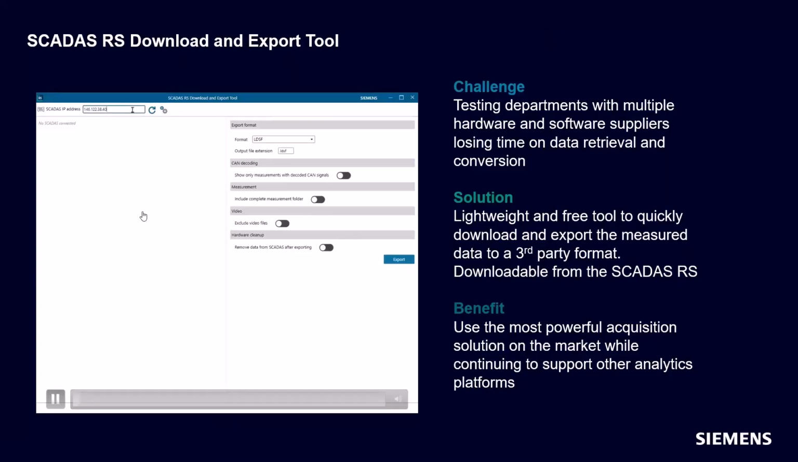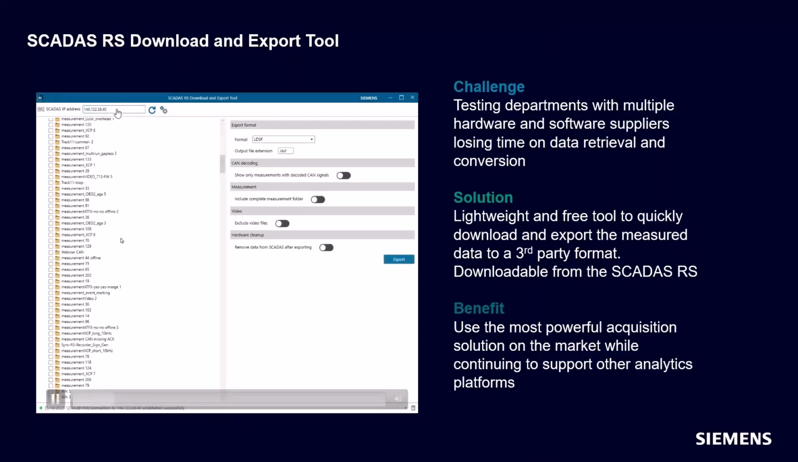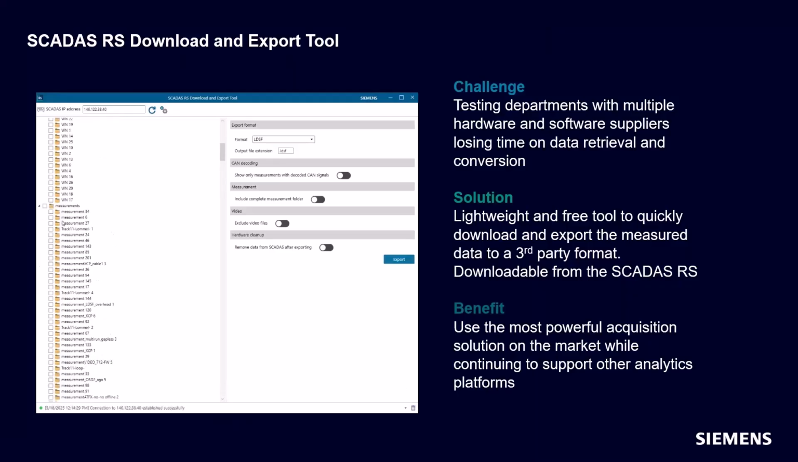And the way this tool will work, I'll start this video, is there's this download and export tool interface. You enter in the IP address of your SCADAS RS system. The different folders on the SCADAS RS are present here on the left-hand side. And I can choose a number of measurements that I'd like to download. I can choose the file format that I'd like to export to.